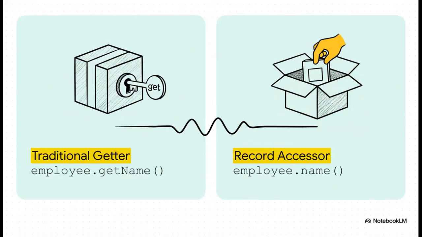Now, here's a neat little detail. There's one small difference in the methods that get generated. You'll notice the accessor methods don't have that classic get prefix. Instead of getName, it's just name. It's a small thing, but it just makes the code feel that much cleaner.